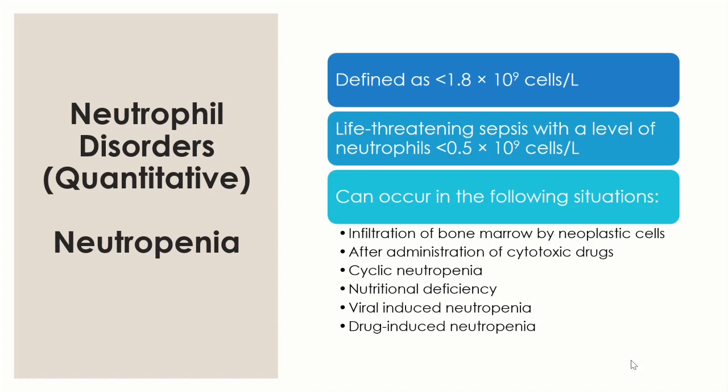So now we'll talk about the quantitative defect of a neutrophil disorder. This condition is defined as less than 1,800 neutrophils per microliter of blood. Life-threatening sepsis occurs when the neutrophil count falls below 500 per microliter of blood. Neutropenia can occur in the following situations: infiltration of bone marrow by neoplastic cells, after administration of cytotoxic drugs for childhood cancer, cyclic neutropenia, nutritional deficiency, viral and drug-induced neutropenia.